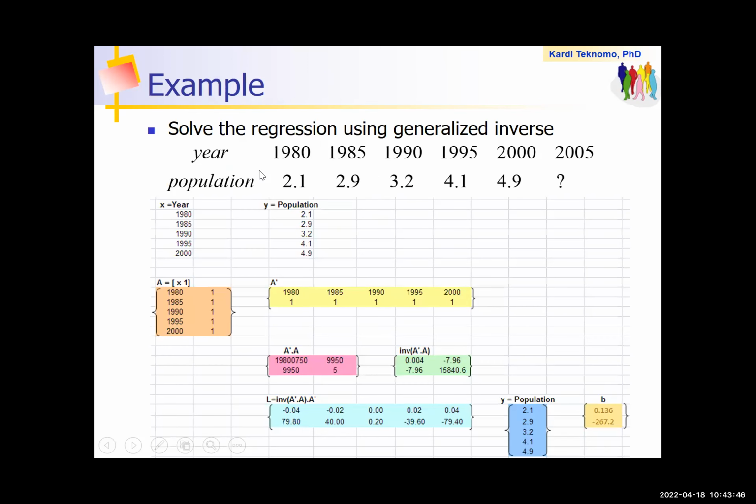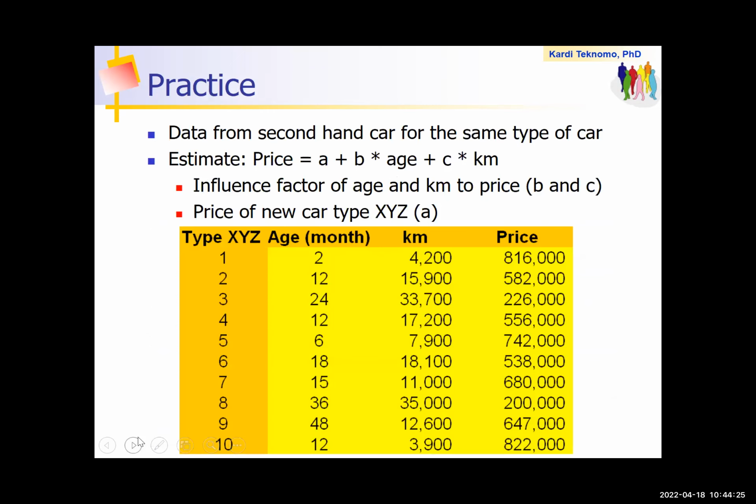This is what we just did a while ago. You have the X and Y, year and population. Then you form that matrix A, and then you can get the transpose. You get A transpose times A, and then the inverse, and then you calculate the L. L is the generalized inverse, and then you multiply with the population Y. You get the P, in this case the slope and the intercept. You just practiced a while ago. Now, this is what you need to do.